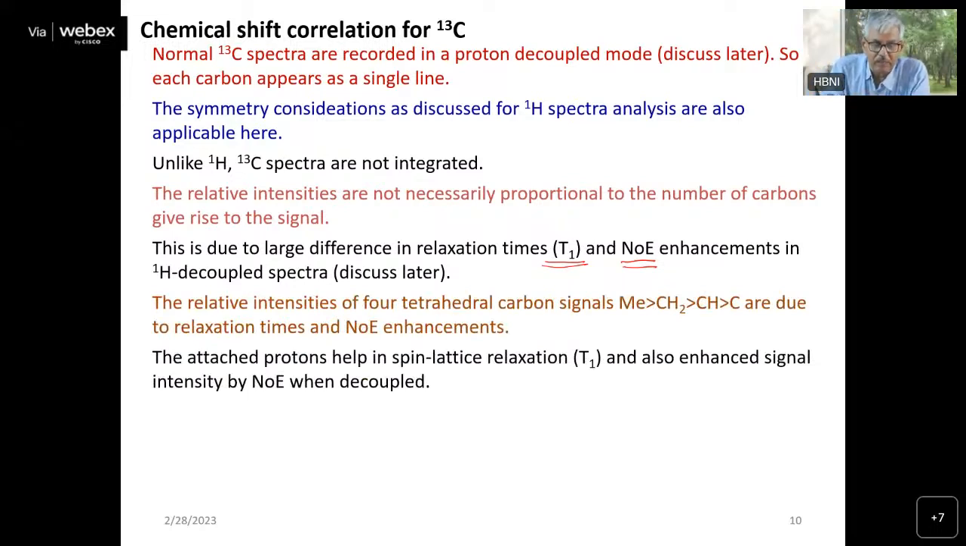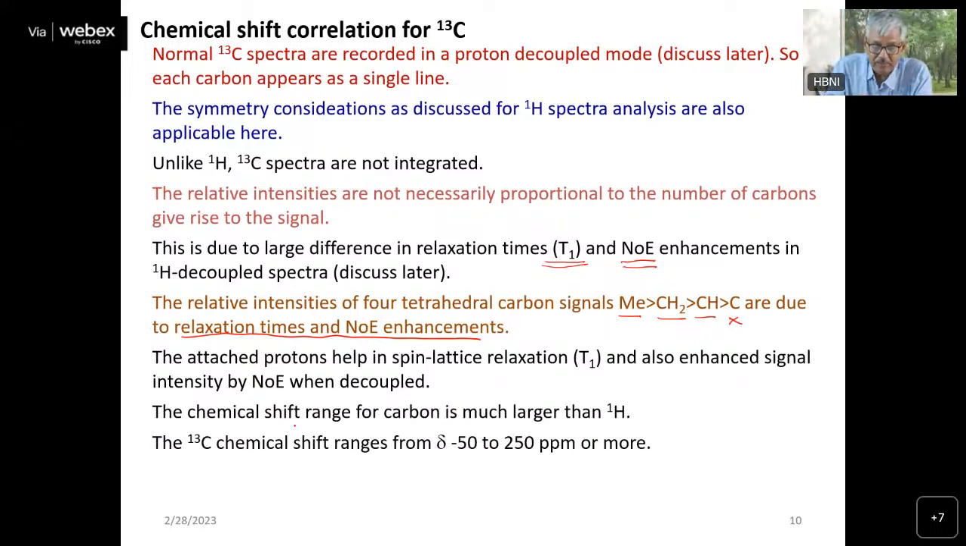Another important point is the relative intensities of the four tetrahedral carbon signals. You will see that the CH3 intensity is greater than CH2, greater than CH, greater than quaternary carbon. This is due to the relaxation time T1, as I told you, and NOE enhancement. Here you will see more NOE enhancement, here also, but there is no NOE for the quaternary carbon because there are no protons attached. And the NOEs here come from three protons, so the relaxation is also different and NOE is more. So that's why the intensity order is there.